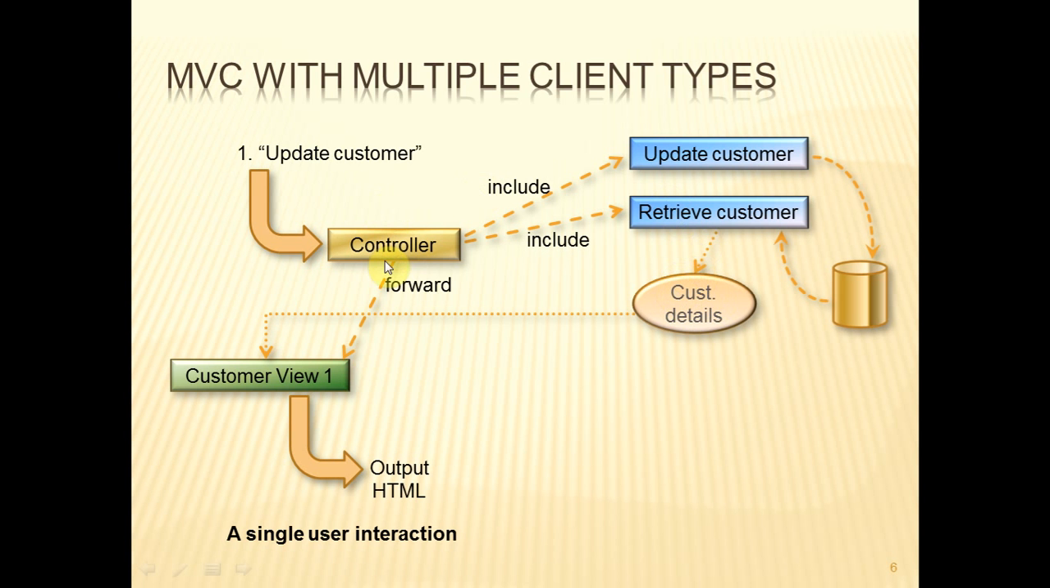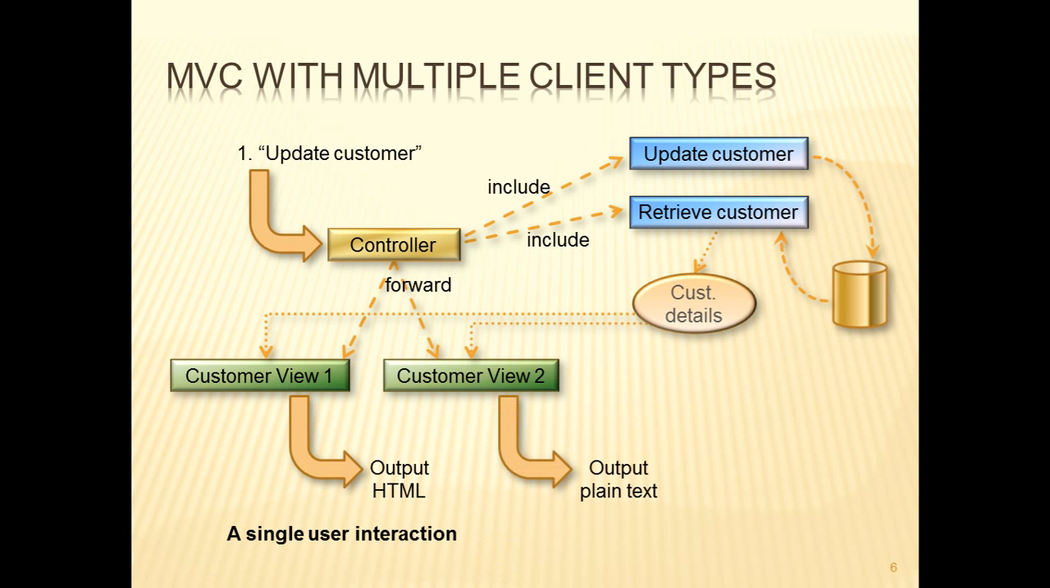Then when the controller forwards the response to the customer view, that customer view will pick up the details from that attribute on one of the scopes, response, session or application scope, and we'll use that information and format it in some way, in this case using HTML. And that's for a single user transaction. But what happens if we have a different client type?